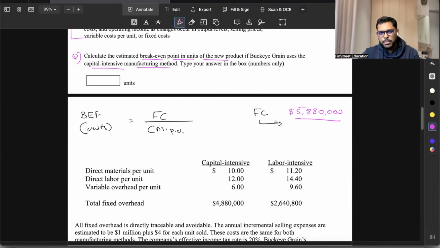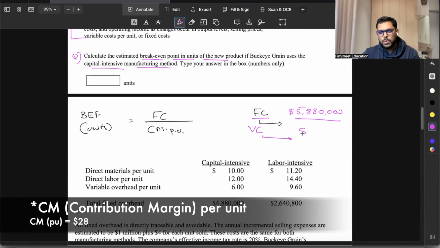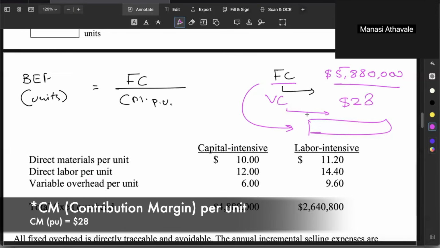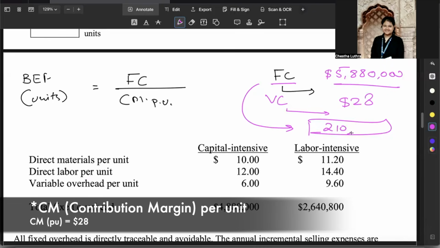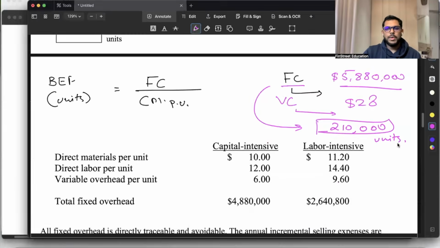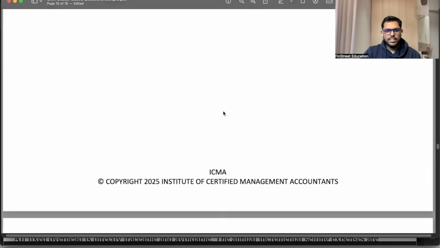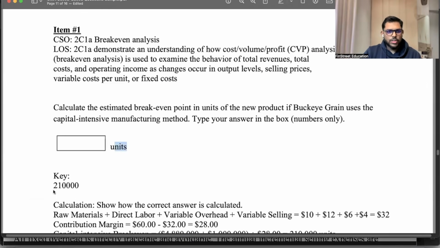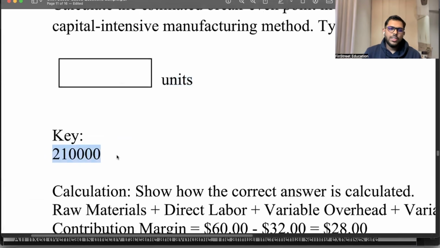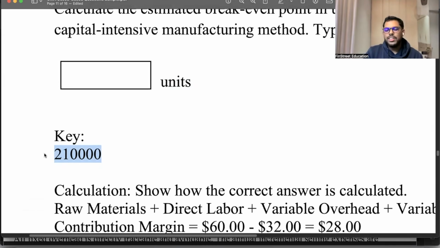This is now being divided by CMPU, which is $28. There you go. The answer will come. What is the answer? 210,000 units. Let's go back to the case and see how we can present the answer. They have given us a box, and in the box the answer you should mention is $210,000. Now, please note, there is no comma used here. You guys also can avoid using comma in the exam. Okay, there is no need to use comma. Let's go as per the solution given to us by IMA.